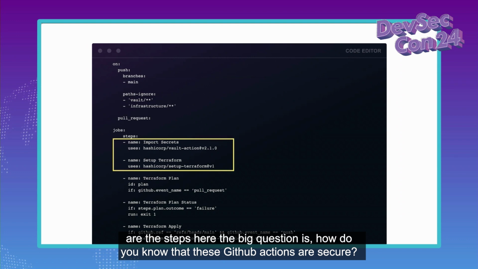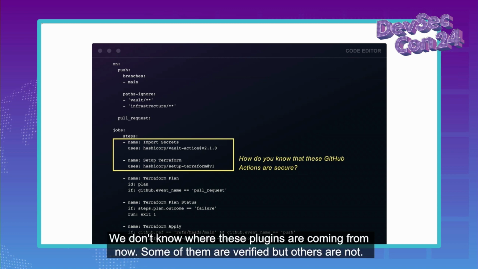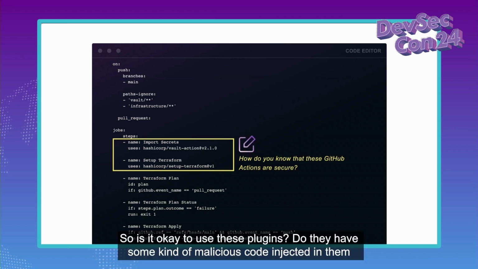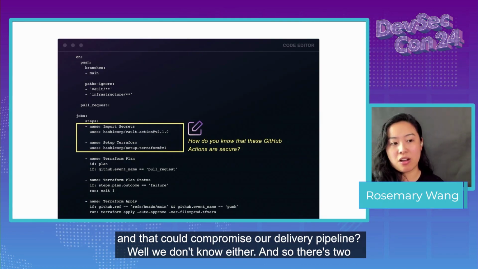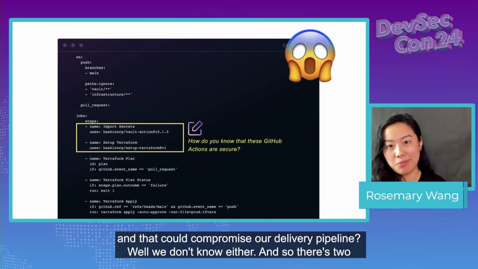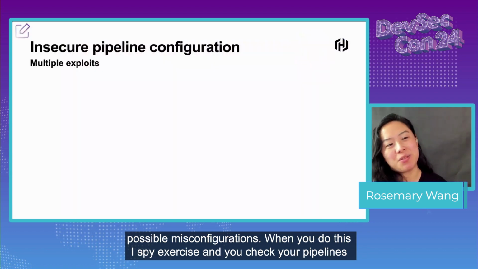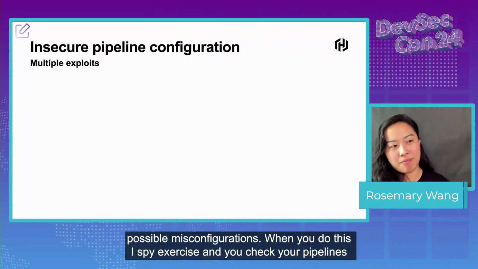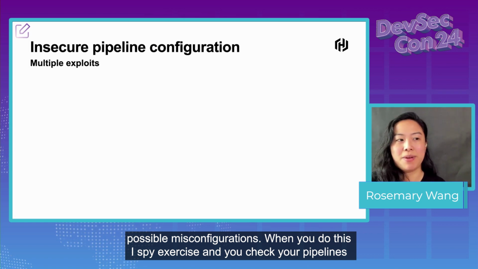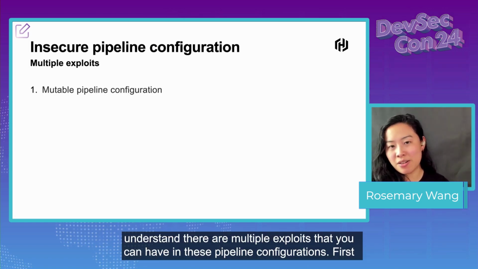There's actually a second possible misconfiguration as well. And those are the steps here. The big question is, how do you know that these GitHub actions are secure? We don't know where these plugins are coming from. Now, some of them are verified, but others are not. So is it okay to use these plugins? Do they have some kind of malicious code injected in them? And that could compromise our delivery pipeline? Well, we don't know either. And so there's two possible misconfigurations. When you do this I spy exercise and you check your pipelines, understand there are multiple exploits that you can have in these pipeline configurations.